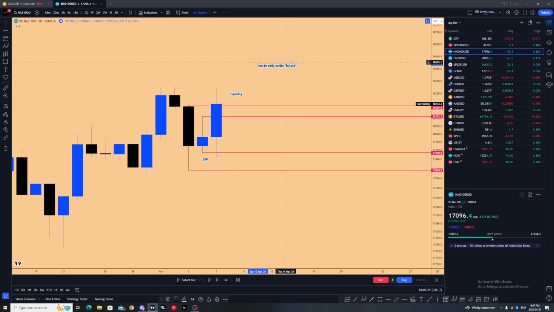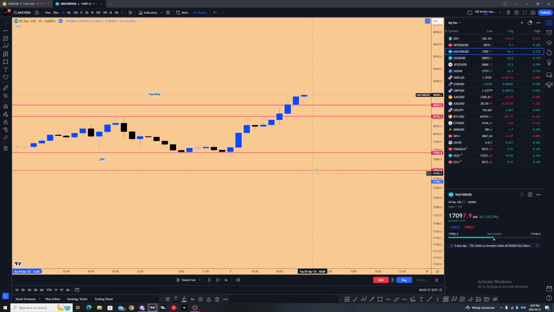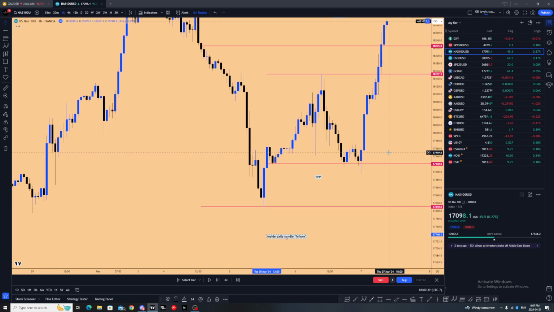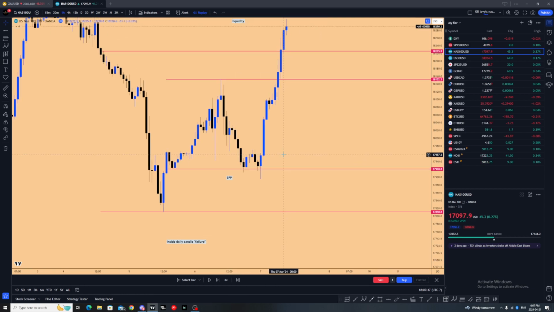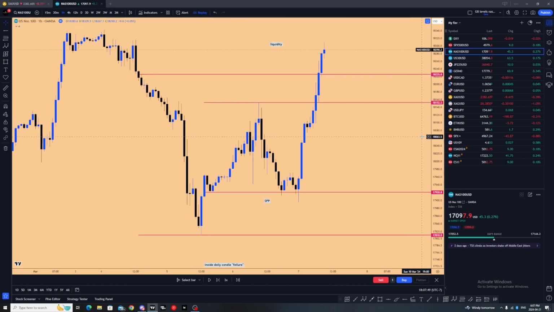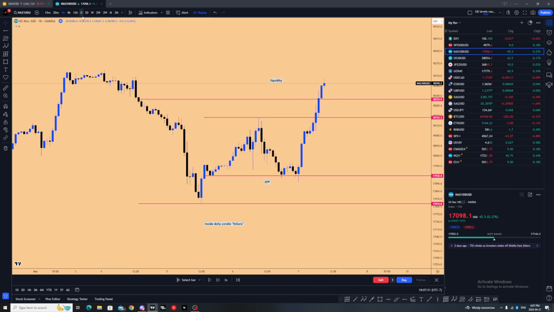All right. The failure part comes in where this tiny wick is formed in the form of an SFP. Okay, the failure to close the hourly candle below the previous day's low. Having this SFP formation is the trigger to enter long on the market and take the market higher from there.